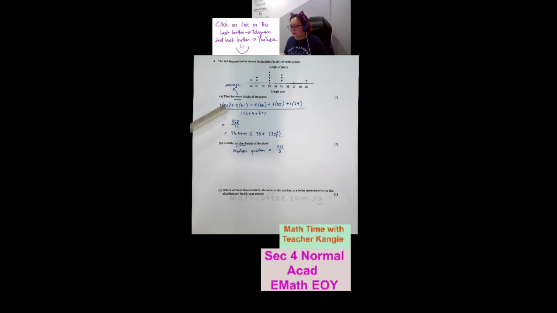You want to key in the mean like 1, 30, 2, 31, and so on, but since this one for the mean is quite straightforward, just find the total divided by the number of items.